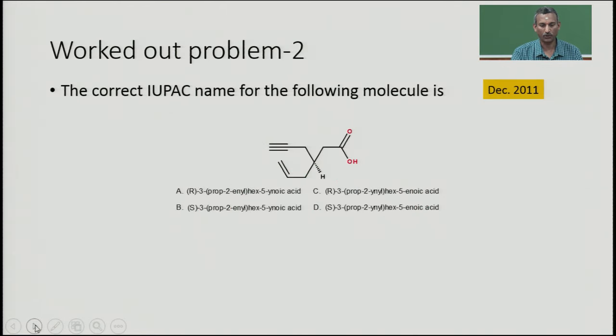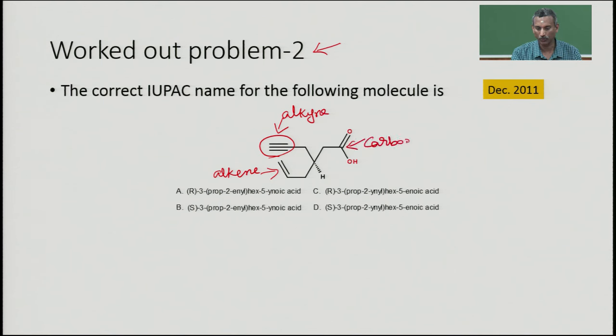So, let us go to the next worked out example. So, in this case also, we have some multiple bonds. So, here again the question is, give the correct IUPAC nomenclature or the IUPAC name for the following molecule. So, we have an alkyne unit, we have an alkene unit. And we have a carboxylic acid unit. So, there are 3 different functional groups.